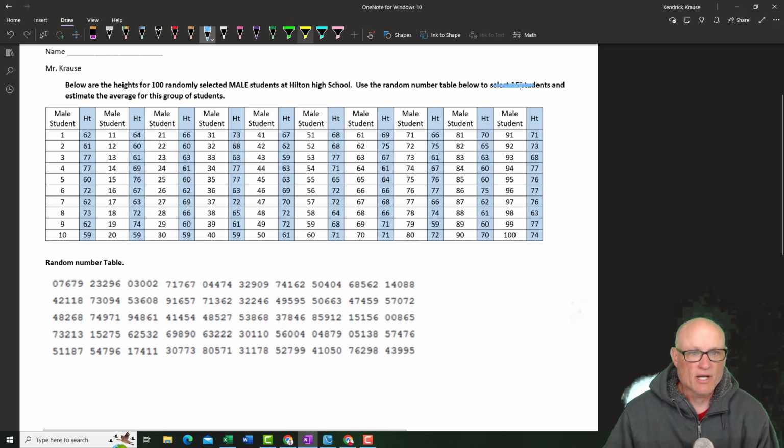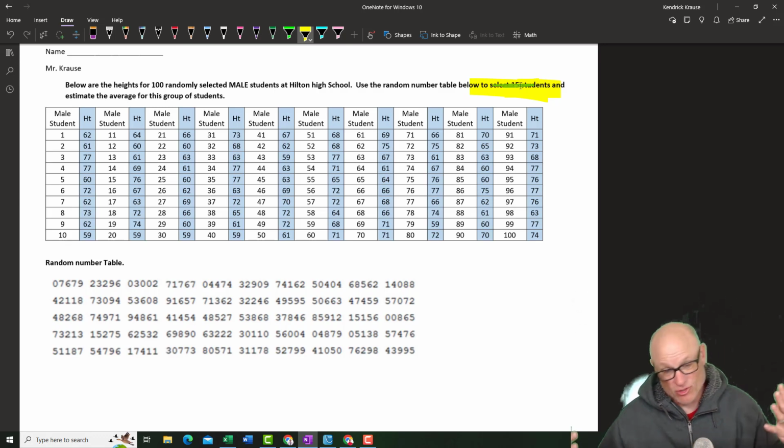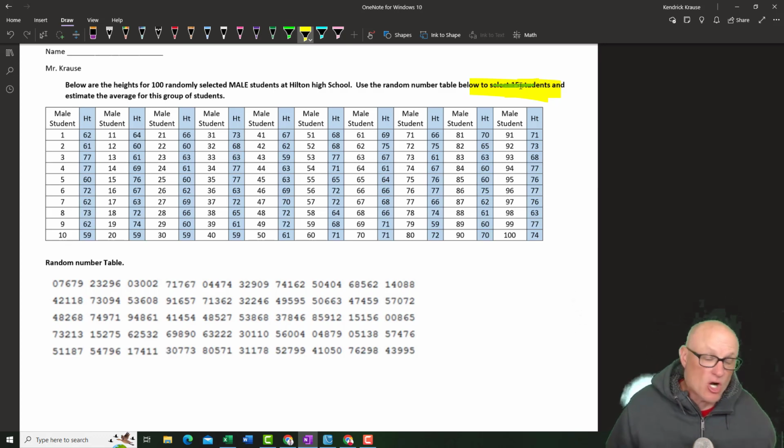We want to randomly select 15 of them and use that in order to figure out what the average of all 100 is. So we're going to randomly select 15 by using the random number table. I gave you the start of the random number table.